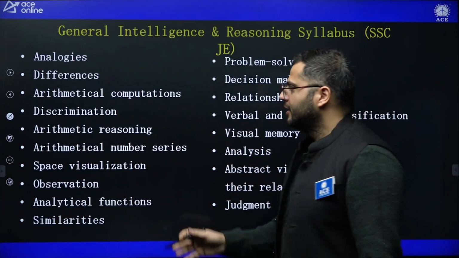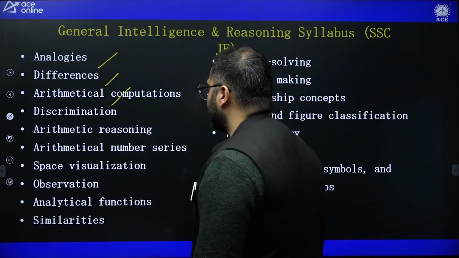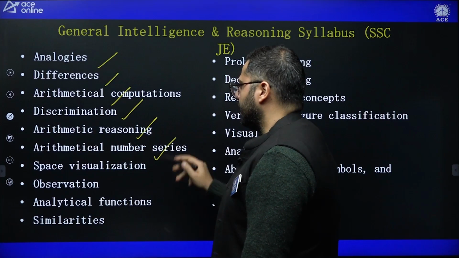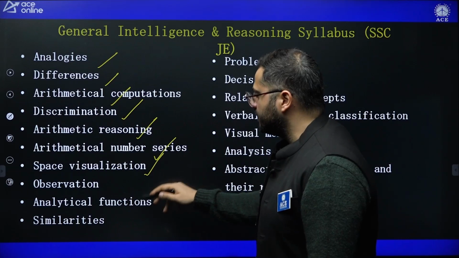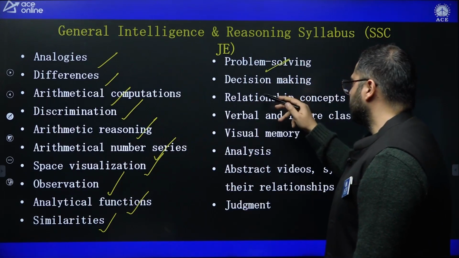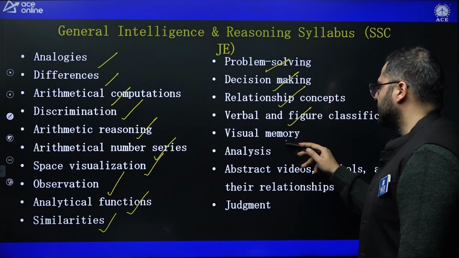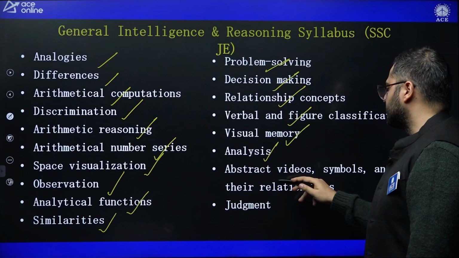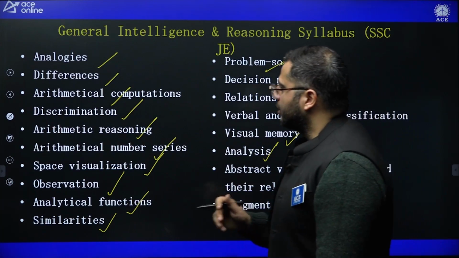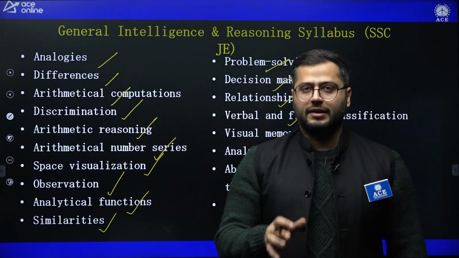So now see the syllabus for general intelligence and reasoning, almost the same, right? 90% it is the same, so no issue regarding this. Analogies and differences, arithmetical computations, discrimination, arithmetic reasoning, arithmetical number series, space visualization, observation, analytical functions, similarities, problem solving, decision making, relationship concepts, verbal and figure classification, visual memory, analysis, abstract ideas, symbols and their relationships, judgment. These are the topics to be covered in general intelligence and reasoning for SSC JE Paper 1.